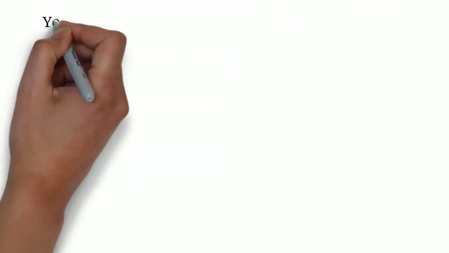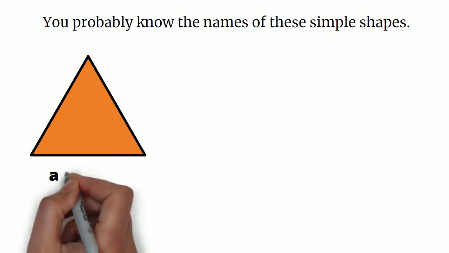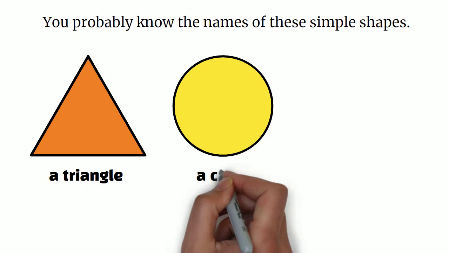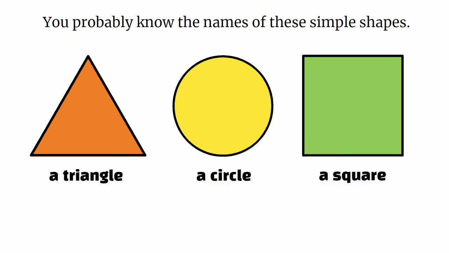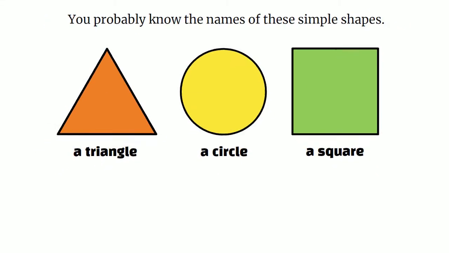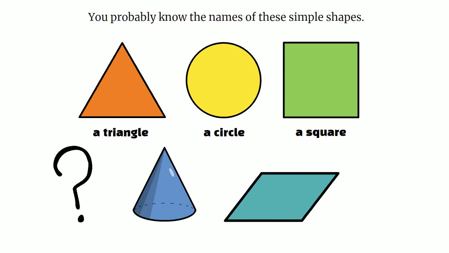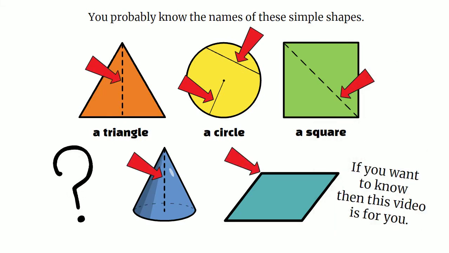You probably know the names of these simple shapes. It's a triangle, a circle, and a square. But do you want to know what these are called? And what are the names of these lines and dimensions? If you want to know, then this video is for you.